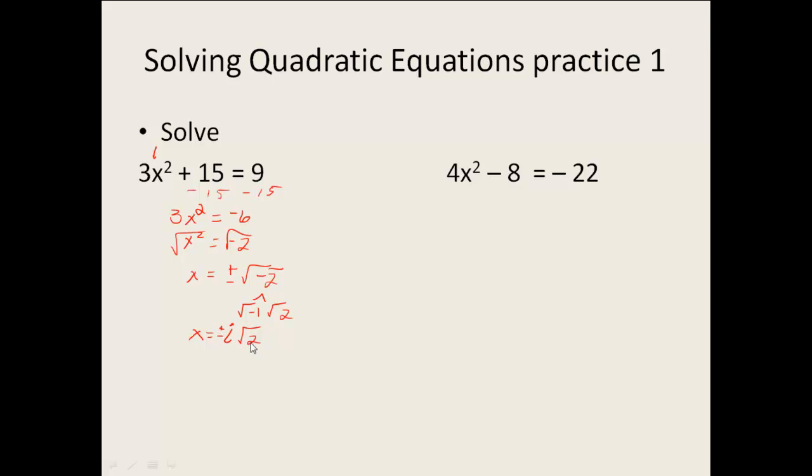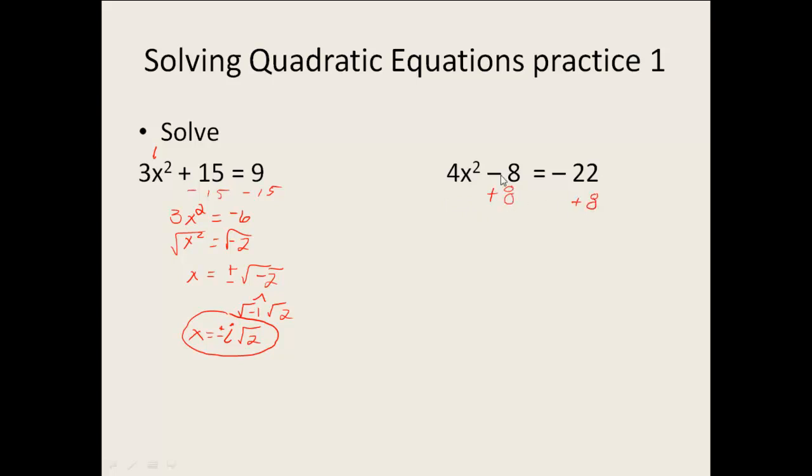Now I need to look at my square root of 2 to decide if I can reduce that or not. Well, I can't break 2 down into any perfect squares, so I'm going to go ahead and leave my answer like this. Now on the last one I told you the number has to go in front. Well, when it's a square root, we usually leave it in the back. So we would leave the i out front here and we would have x equals plus or minus i square roots of 2.